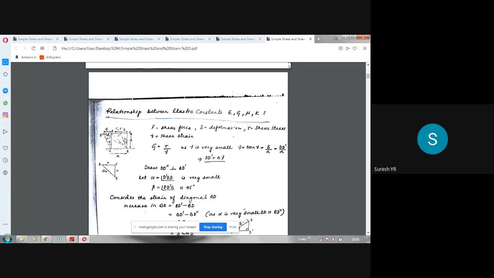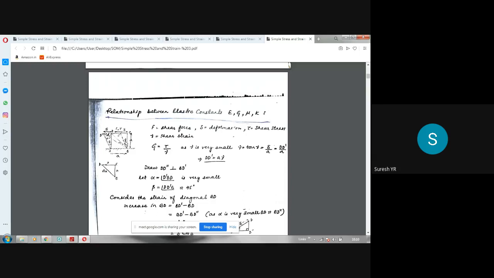So due to this force, this element is distorted. I have shown it in broken line. So ABCD will change to ABC dash D dash due to that force. And I have noted some angles here. Please note here. This diagonal BD will change to BD dash now. The angle between these two is alpha. Alpha will be very, very small because delta is very small. And this angular deformation is written as gamma. So this gamma is nothing but your shear strain, which I explained in the earlier class. Gamma is called the shear strain, which is given by delta divided by a.